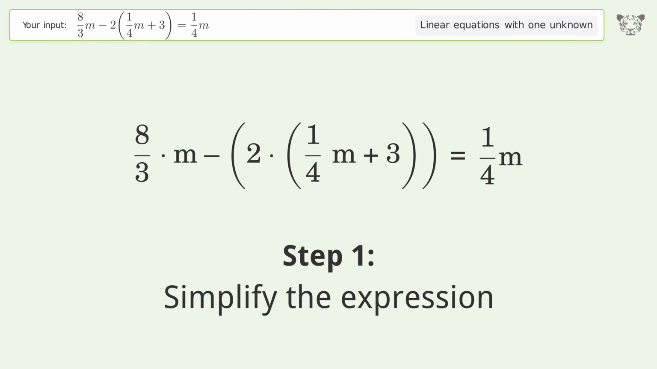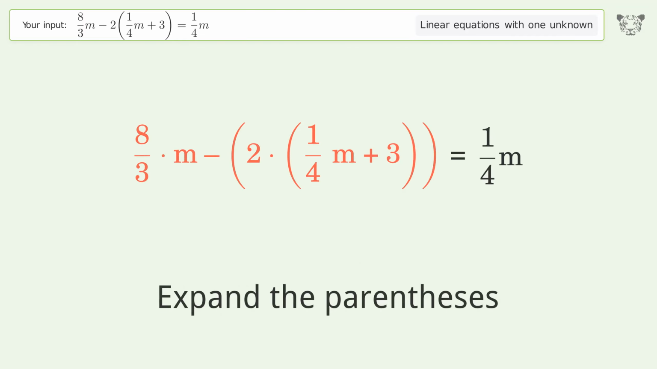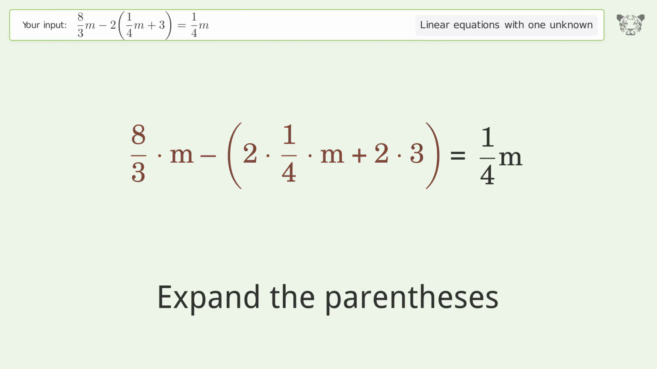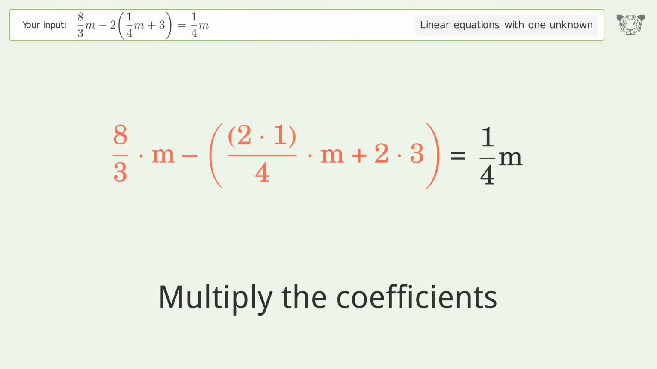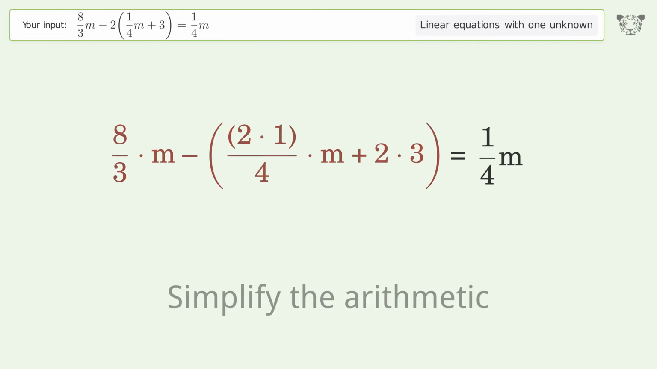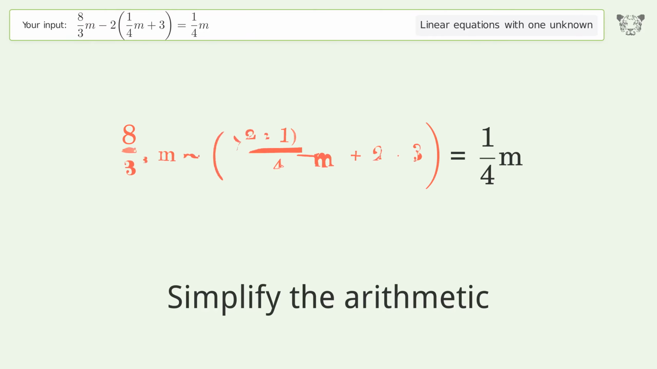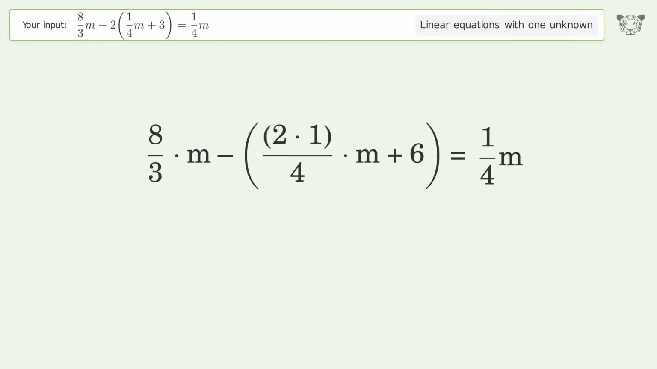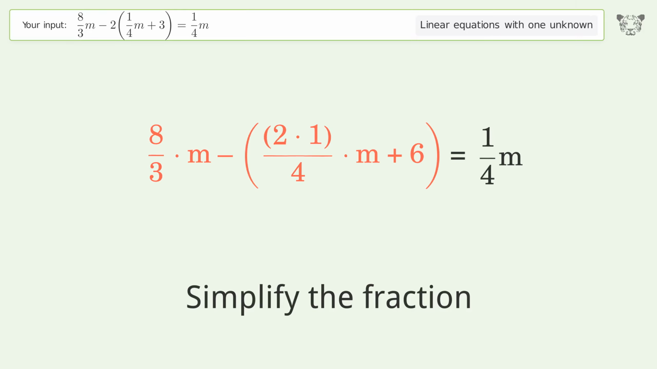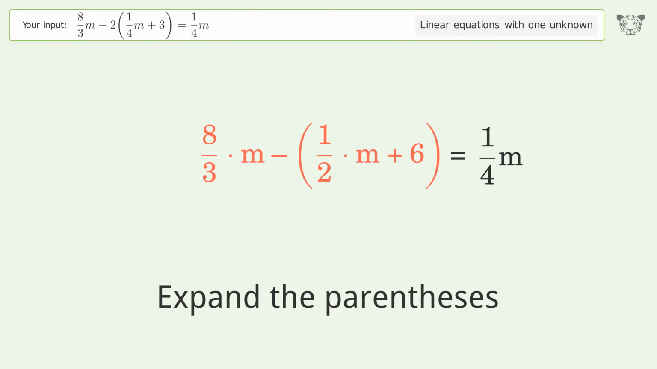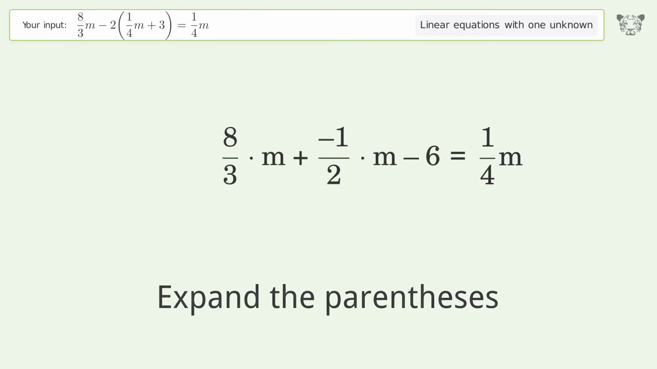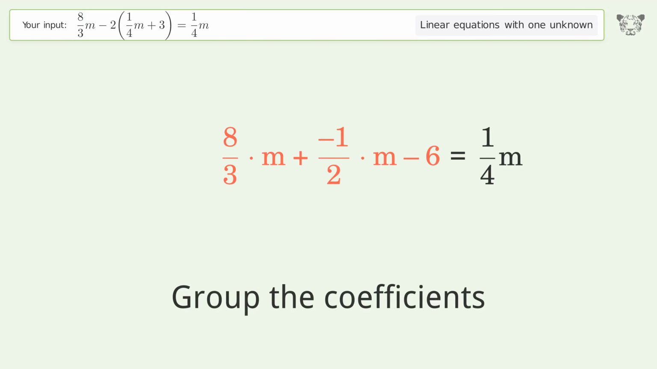Simplify the expression. Expand the parentheses. Multiply the coefficients. Simplify the arithmetic. Simplify the fraction. Expand the parentheses. Group the coefficients.